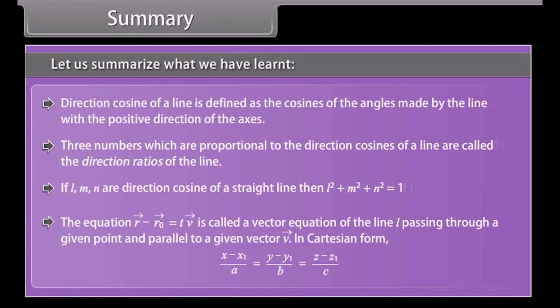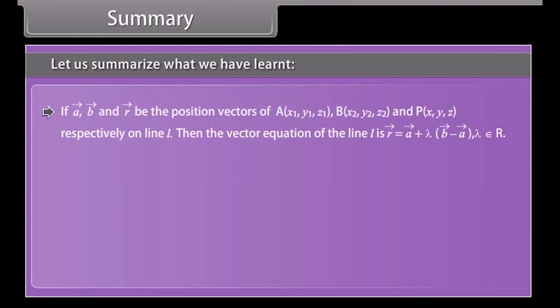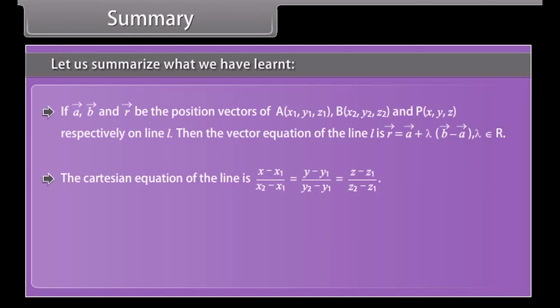In Cartesian form, if vectors A, B, and R are the position vectors of A x1, y1, z1, B x2, y2, z2, and P x, y, z respectively on line L, then the vector equation of the line L is vector R equals vector A plus lambda times vector B minus vector A, lambda belongs to real numbers. The Cartesian equation of the line is x minus x1 by x2 minus x1 equals y minus y1 by y2 minus y1 equals z minus z1 by z2 minus z1.